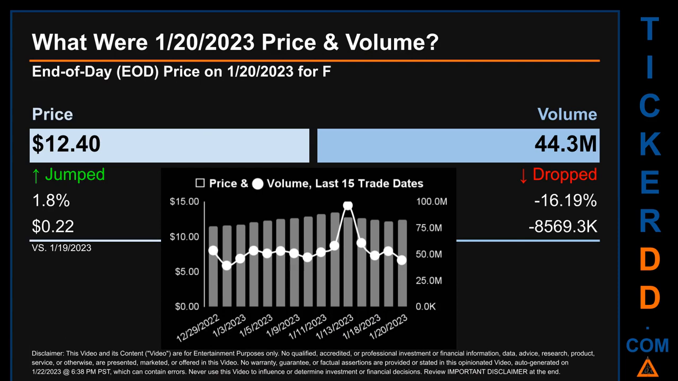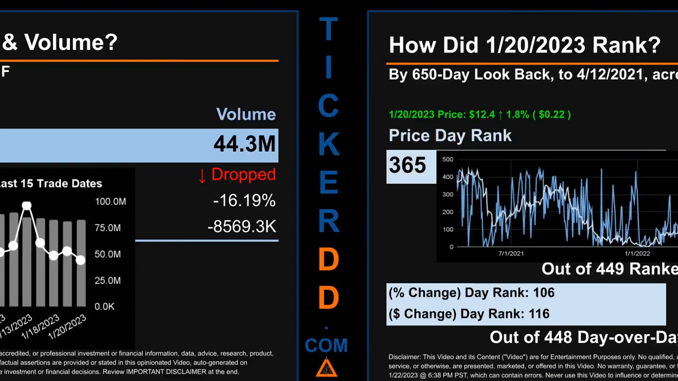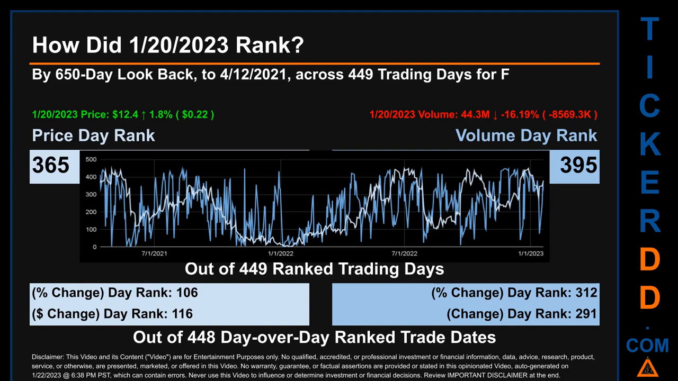The graph shows price and volume for the last 15 trade dates. Across a range of $1.89, the max and minimum end of day price were respectively 13.43 and 11.54. Volume saw a range of 57.2 million, from a day low of 39.2 million to a day high of 96.4 million.